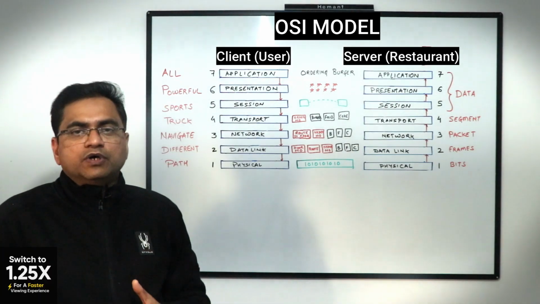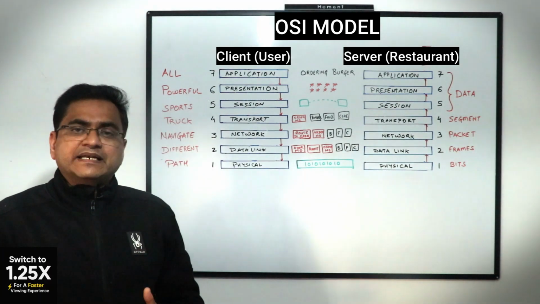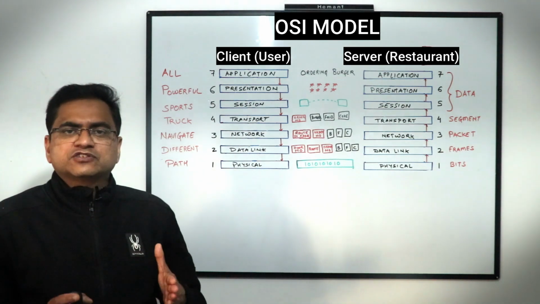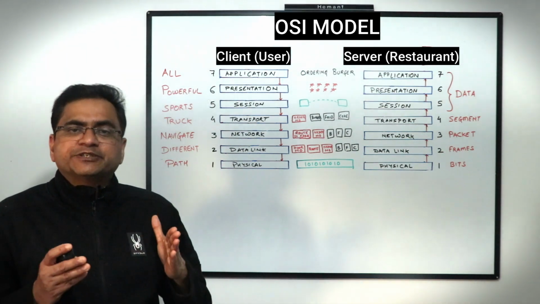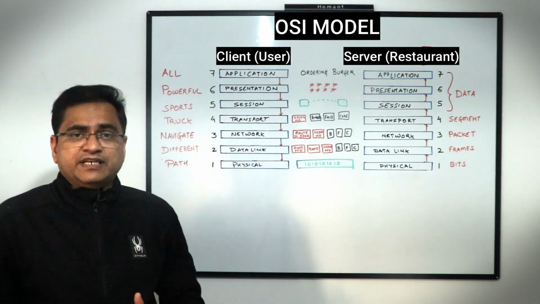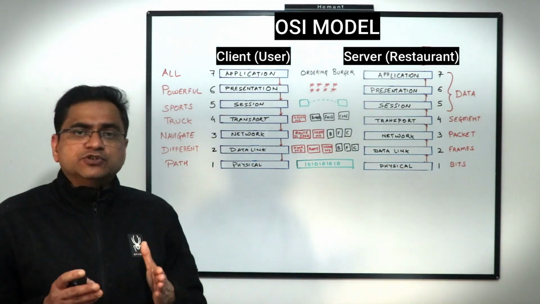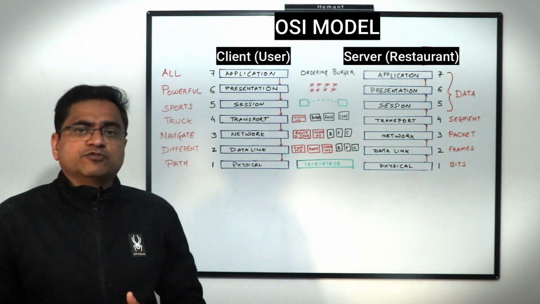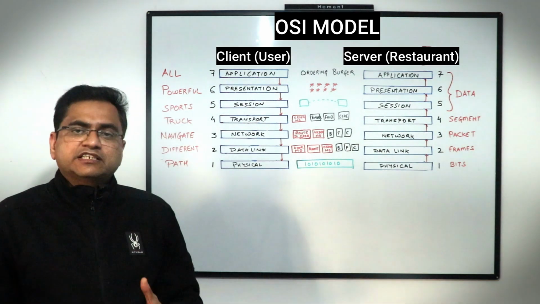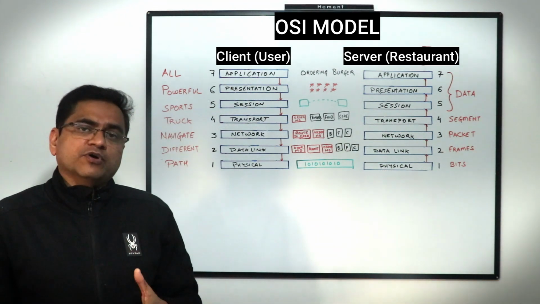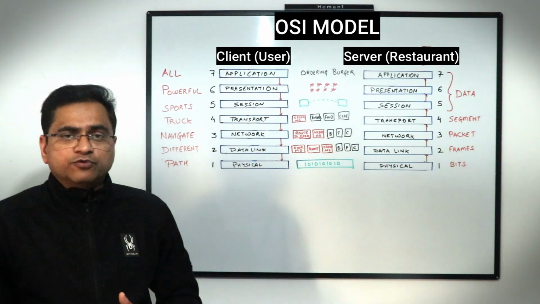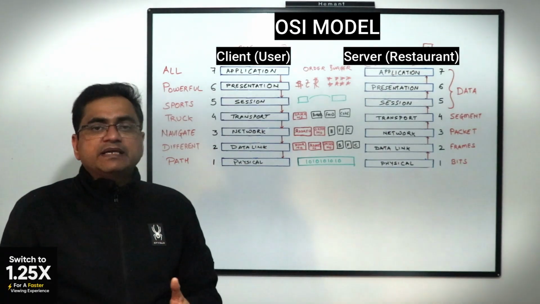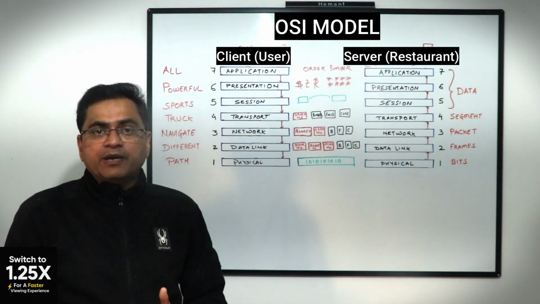So ISO introduced the OSI model to standardize how computers communicate over a network. No matter what hardware, software or brand they use, it breaks down communication into 7 layers. And each layer has a unique role, just like steps in placing and delivering a food order. Let's walk through each layer now, following a food app order from your phone to the restaurant and back. Imagine you are hungry, you open your food app on your phone.